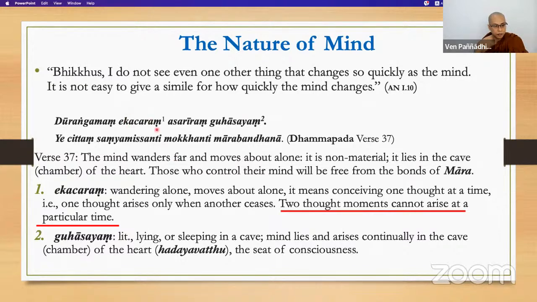Another nature is ekacharan, moves about alone. Here, ekacharan is explained as wandering alone or moving about alone. It refers to the fact that it can arise one at a time. In the process, we think our mind is arising very fast, but in one thought moment, only one type of particular consciousness arises. So two thought moments cannot arise at the same time. One thought moment, or one mental group led by the consciousness, arises. After dissolution of that mental group, another mental group has the opportunity to arise. So it is considered as an order: the one goes and after that another one comes.